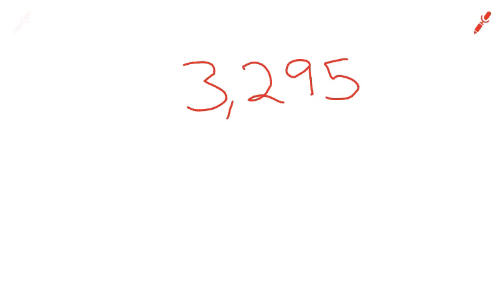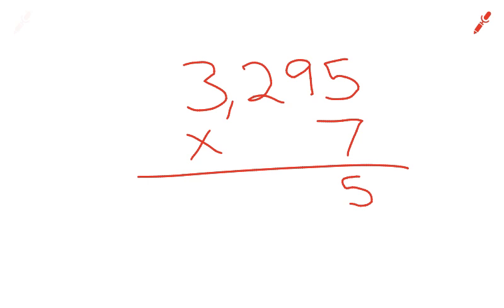3,295 times 7. 7 times 5 is 35. Put the 5 down, carry the 3. 7 times 9 is 63. Plus 3, 66. 7 times 2 is 14. Plus 6, 20.